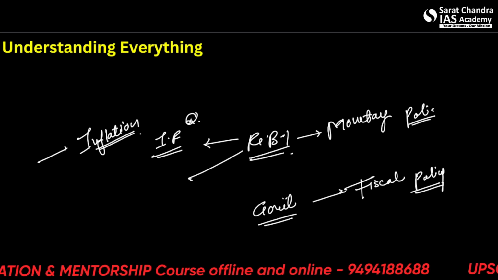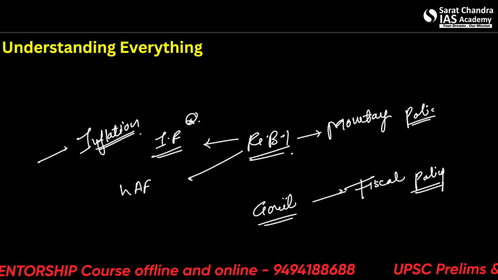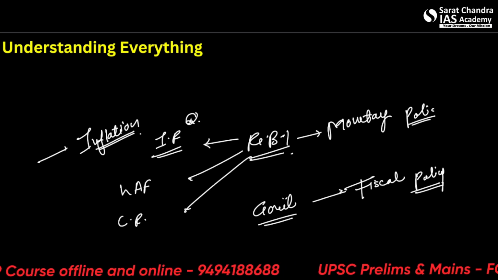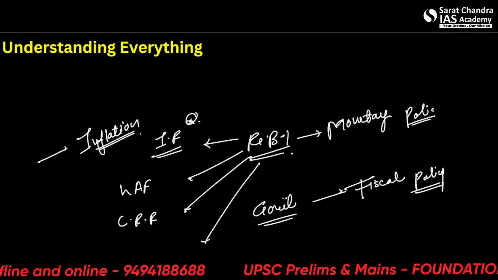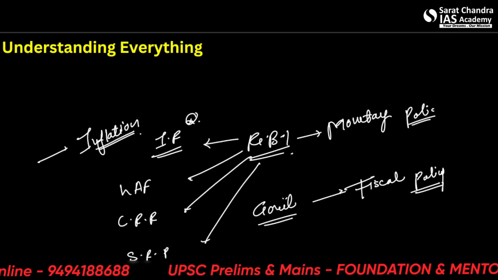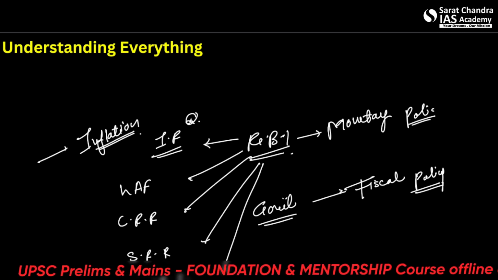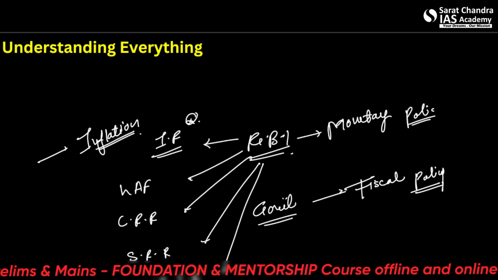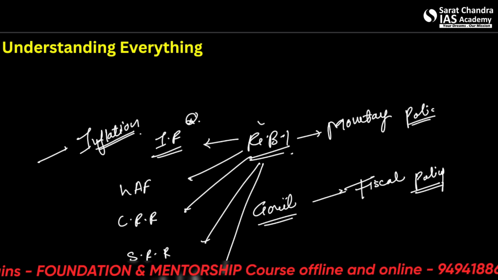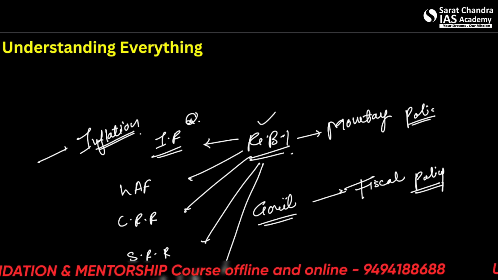The other things were LAF, CRR, SLR, marginal standing facility, and a few other things. All right. So this is how RBI will control the money going into or out of the system.